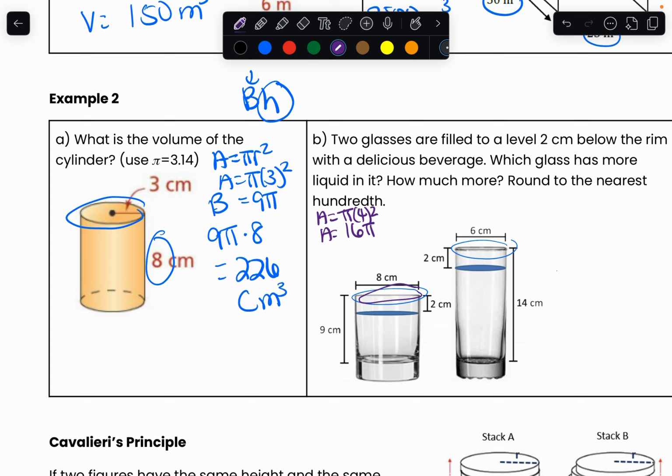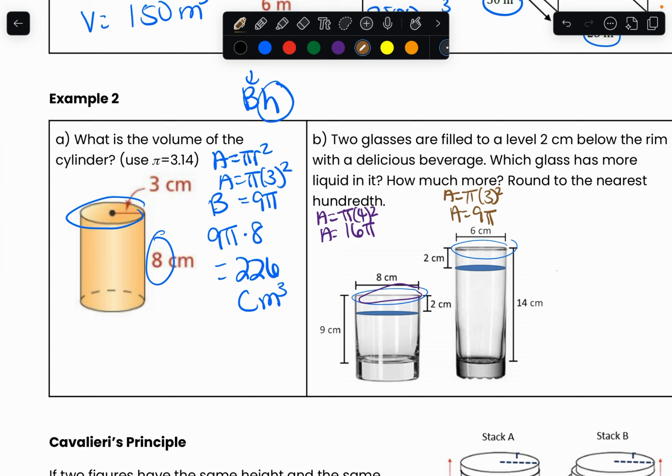Now I do my second one. I'm going to do it in the brown color. It's A equals, well, I'm still doing pi r squared. I do pi times my r here, which will be 3 because this is half of the diameter that I'm given. So I'll do 3 squared. If I simplify this, the area of the skinnier cup will be 9 pi.